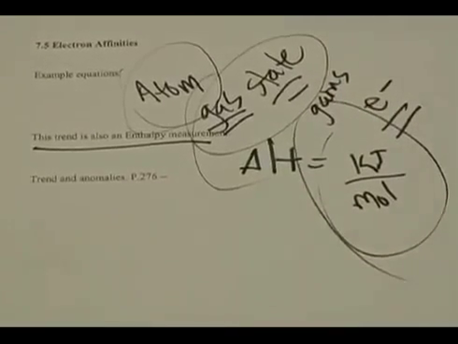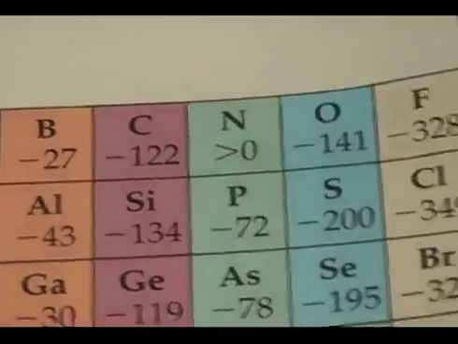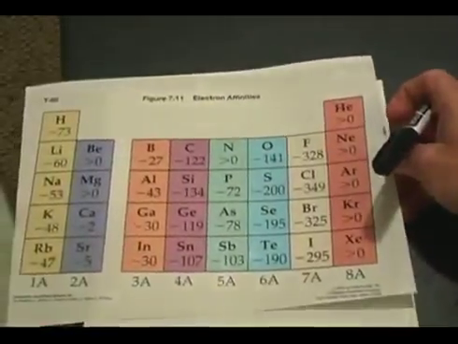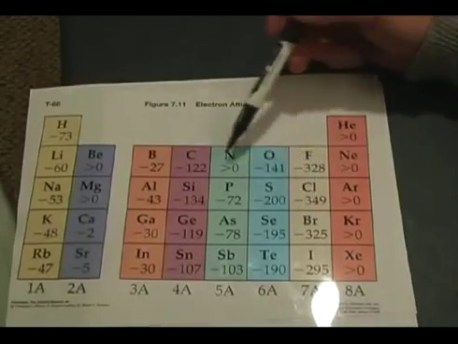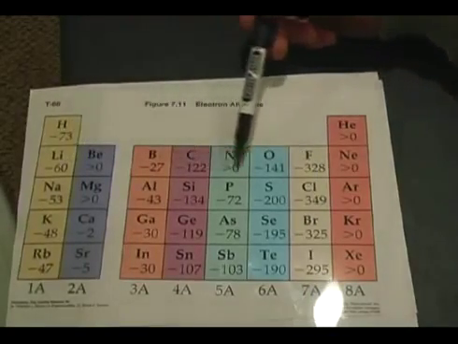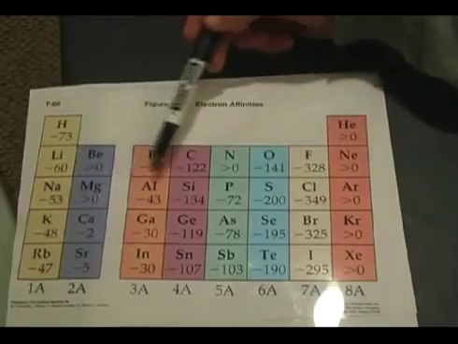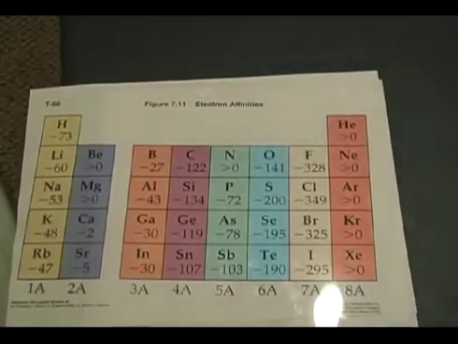For things on the non-metal side of the periodic table, I'll zoom this out just a little bit so you can see the whole trend. You can see that these are negative over here for fluorine, chlorine, and bromine, and you can see that it generally becomes more exothermic to the right. There are some anomalies once again.